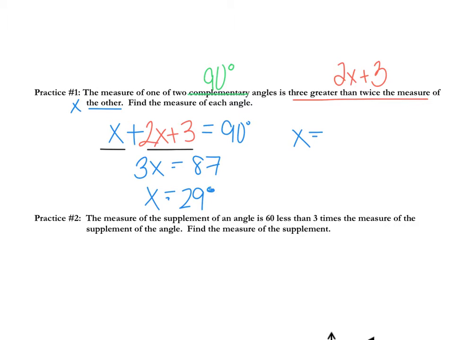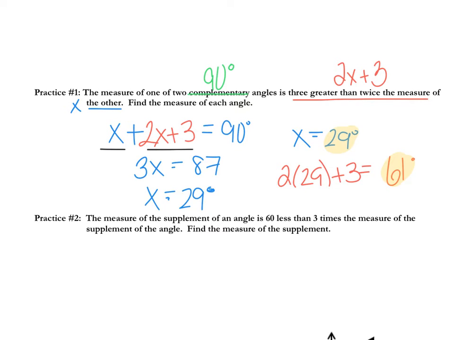Well, the other, which was blue, was 29 degrees. And then the red was 2 times 29 plus 3. That gives me 61 degrees. When you're done, double check your work that it adds up to 90 degrees, which it does.